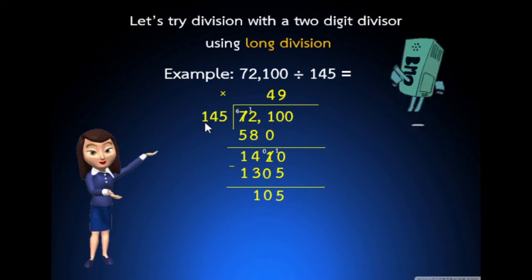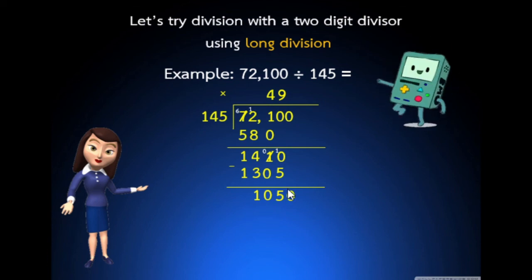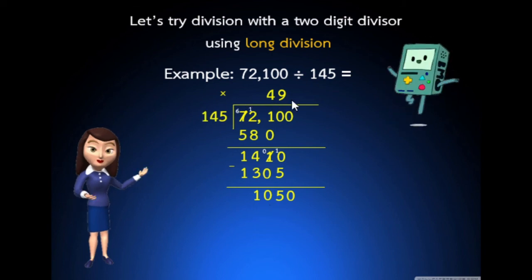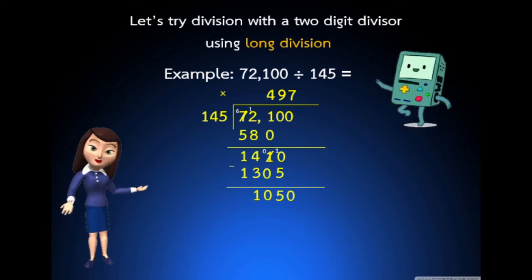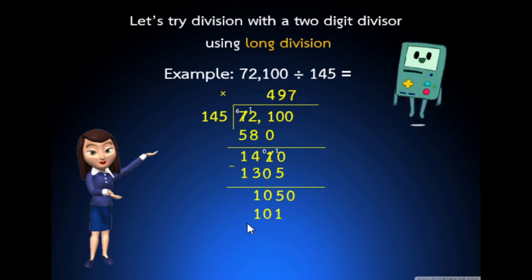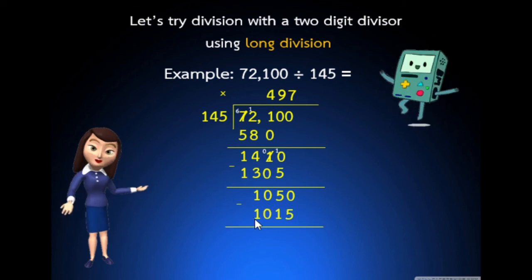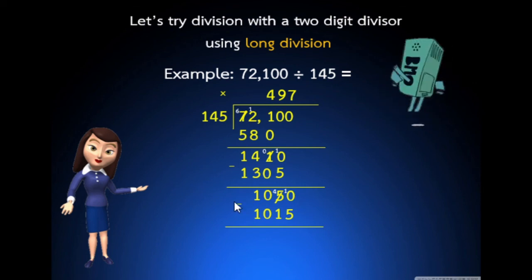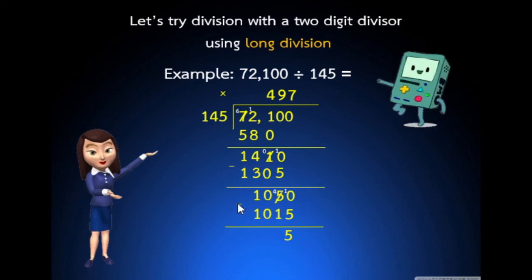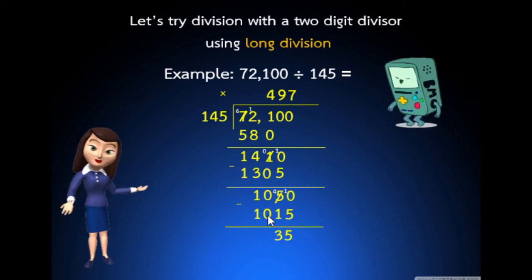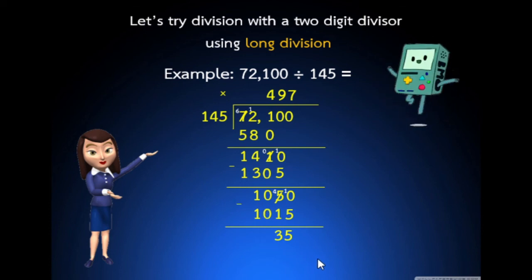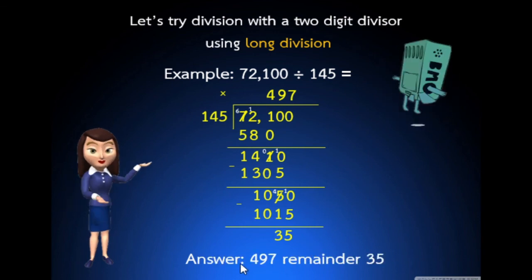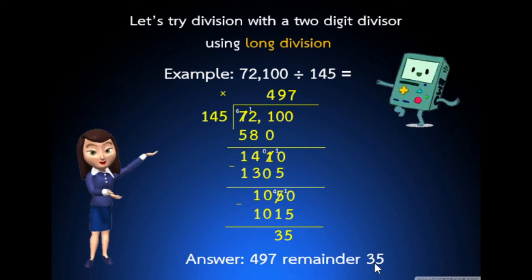105 divided by 145 cannot be, so drop 0 again. So we have here 1,050 divided by 145 is 7. 7 times 145 is 1,015. Subtract. Borrow 1 from 5. 5 becomes 4 and 0 becomes 10. 10 minus 5 is 5. 4 minus 1 is 3. 0 is 0. 1 minus 1 is 0. So we are left with 35. So our answer is 497 remainder 35.